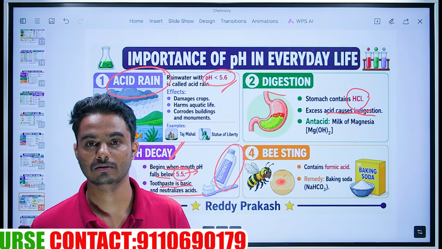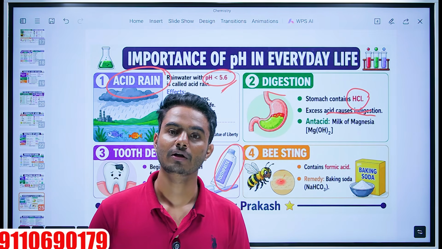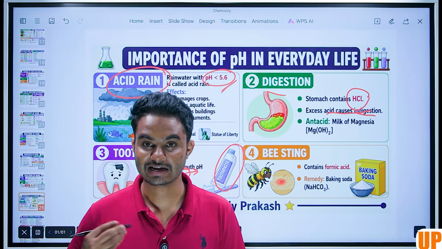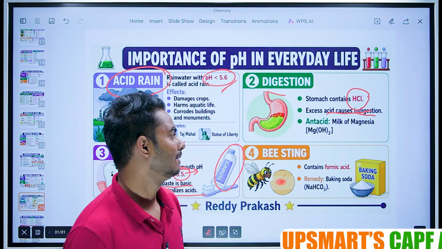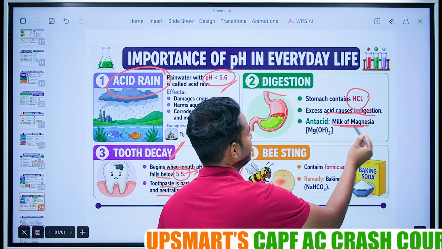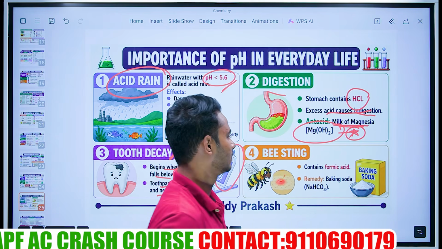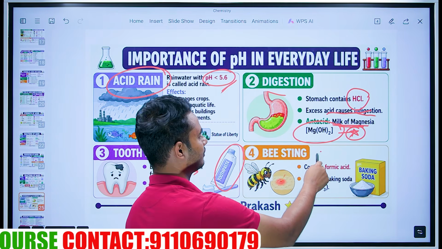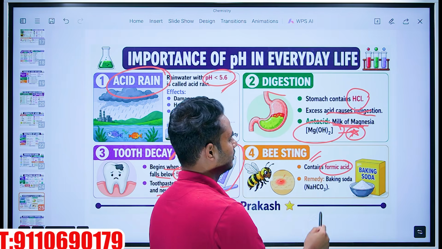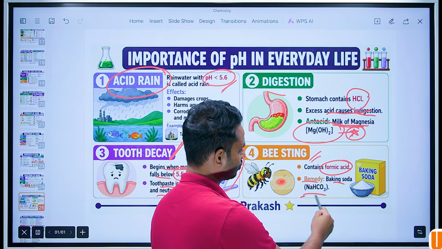One of the major compounds which we take to neutralize gastritis, the gastric problem, is milk of magnesia, Mg(OH)2. This is also important, Mg(OH)2, milk of magnesia. Next is bee sting. Bee sting contains formic acid. The solution for bee sting is baking soda.